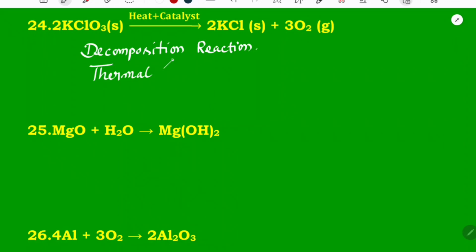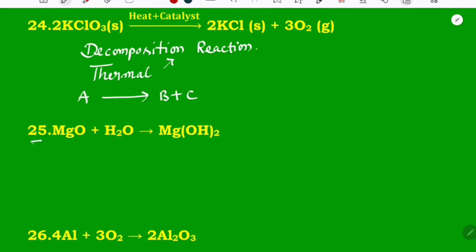Thermal decomposition reaction. So okay, you already know why, because here one reactant is splitting into two or more products. That means that reaction is called a decomposition reaction.